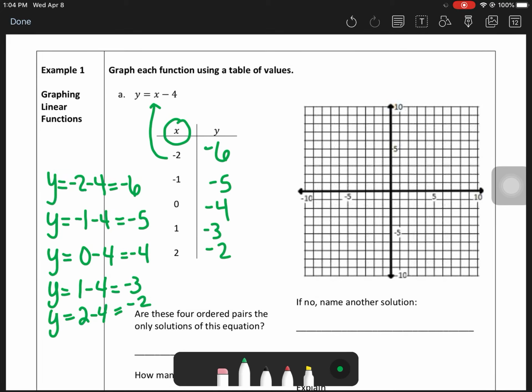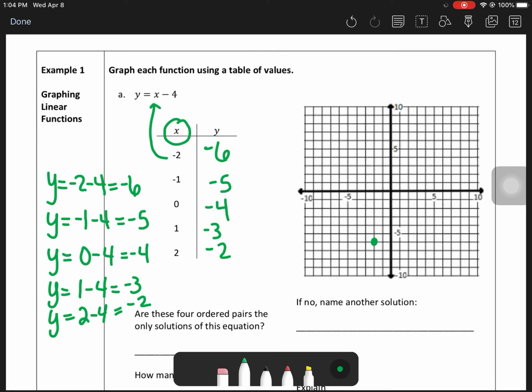So now I'm going to graph each of these coordinate pairs on the graph. Remember, we always start at the origin, the center, and the X tells us to go left or right, and the Y tells us to go up or down. So -2 means we're going to go 2 to the left, and then 6 down, and we're going to graph that ordered pair.